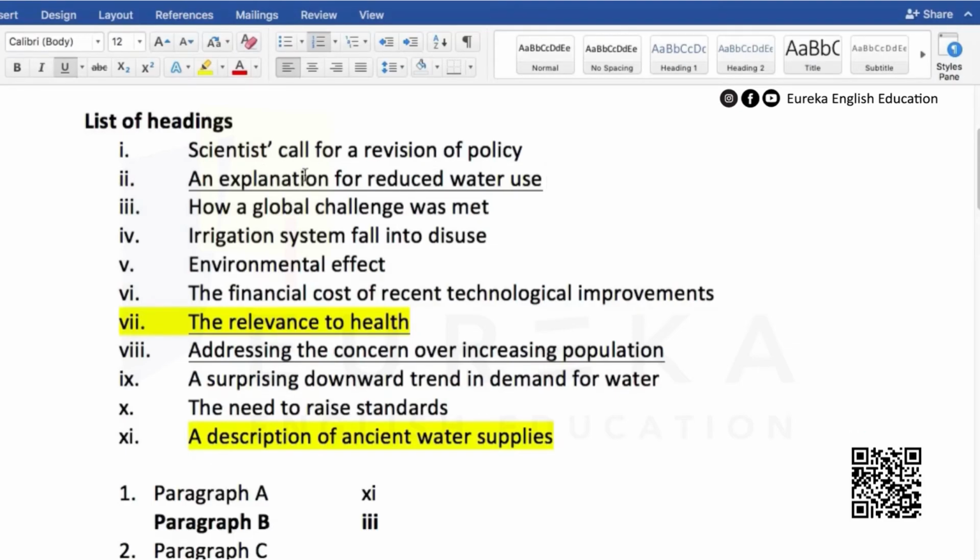So this is not the case for paragraph C. We'll just eliminate this one as well. And addressing concern over increasing population. It mentioned the word population, but I don't think it specifically discusses the concern of increasing population. Because what I understand, the population that is mentioned in paragraph C is about the half of the world population that suffer. That's why this might not be the best answer for this question. That's why for paragraph C, I would say is 7.